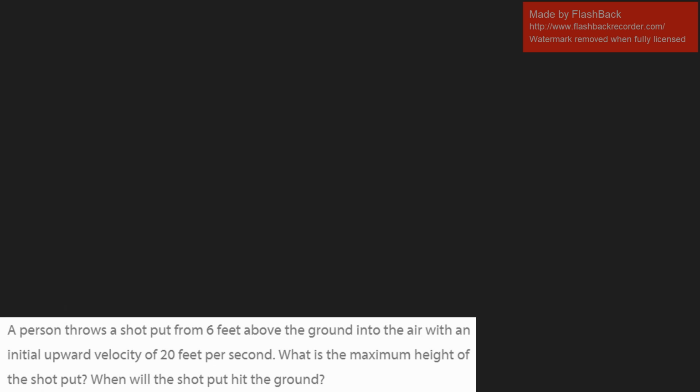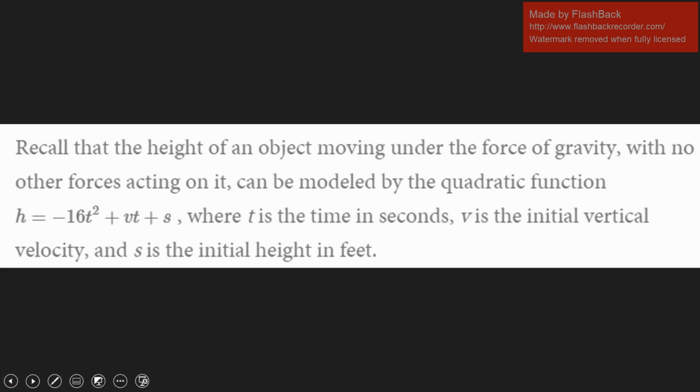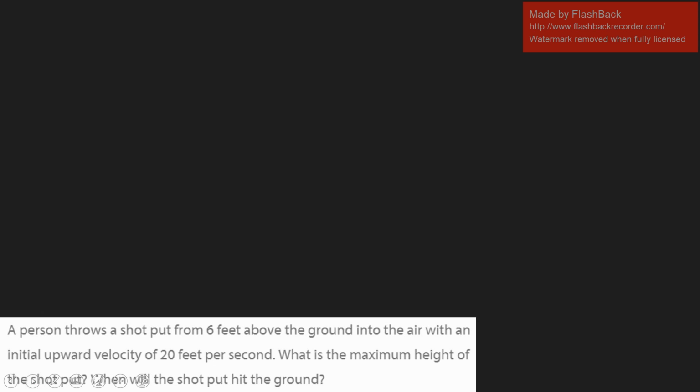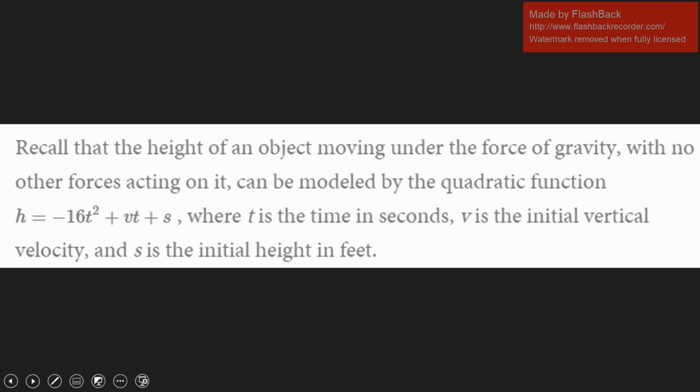So this says that a person throws a shot put from 6 feet above the ground. So let me point out that that would be your initial height. If I go back, where would that go? That would be the s, the initial height. And at an initial velocity of 20 feet per second. So let me go back. That would be your v, your initial velocity. So that's where you'd plug those in for the s and for the v.